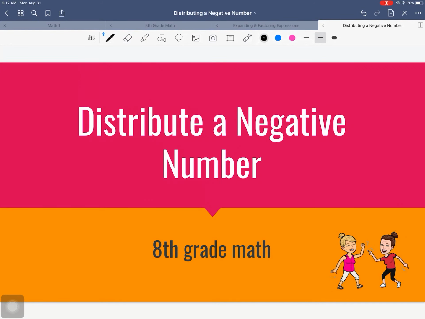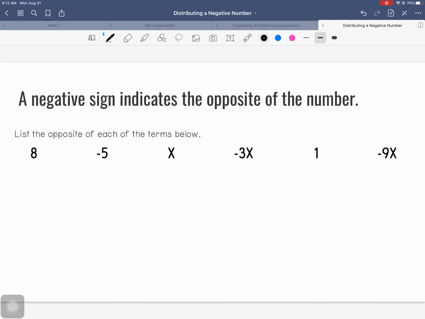Hey guys, today we are going to work on distributing a negative number. A negative sign indicates the opposite of the number. List the opposite of each of the terms below.